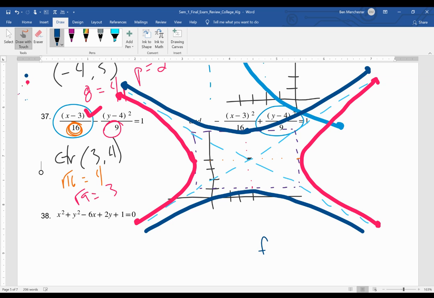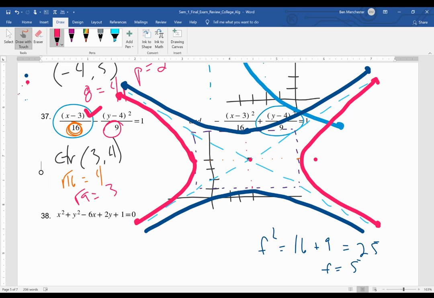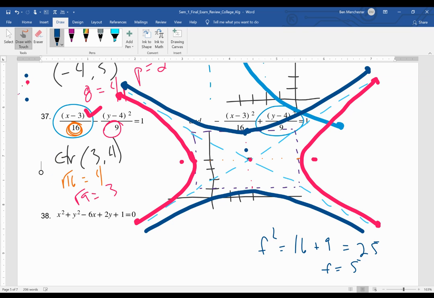The focus is where we add these two things together for hyperbola. We add them together. So the focus is 5 units away from your center. So let's see if we can do that. In pink, we count from our center 5 units out. 1, 2, 3, 4, 5. So we have a focus here, and 1, 2, 3, 4, 5, a focus there. Now you also count 5 units out from your other side. 1, 2, 3, 4, 5, a focus here. 1, 2, 3, 4, 5, a focus there.